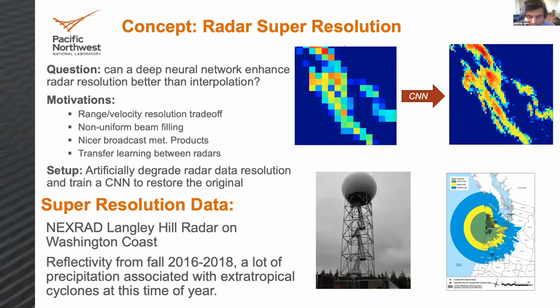So the setup to tackle this problem is we're going to train a neural network by taking radar data and artificially degrading it, and then training the neural network to restore the original data. And the data I used to do this was all taken from the Langley Hill radar that sits on the coast of Washington.